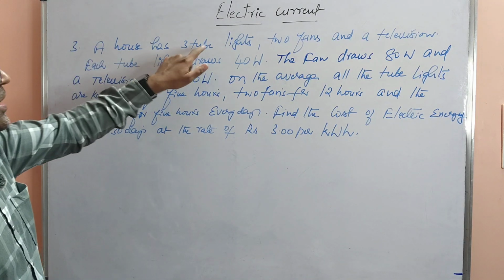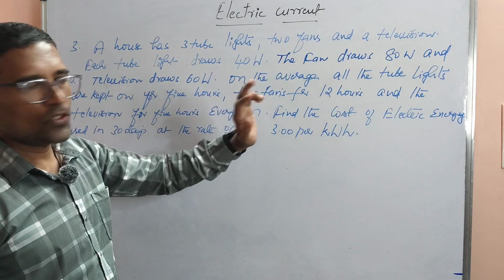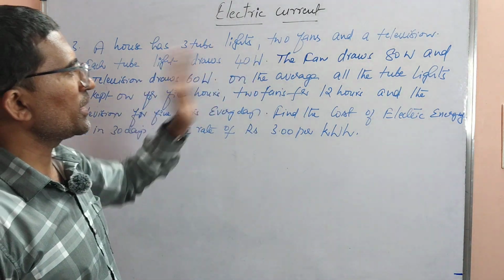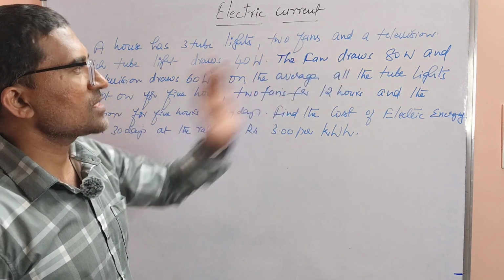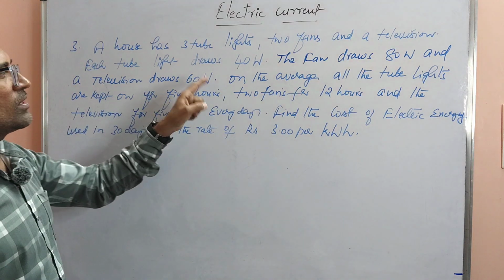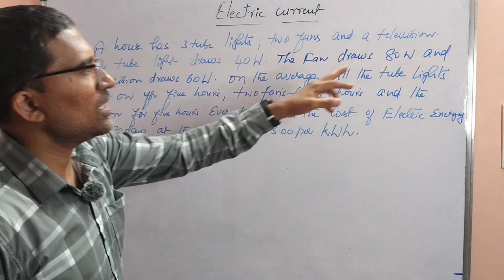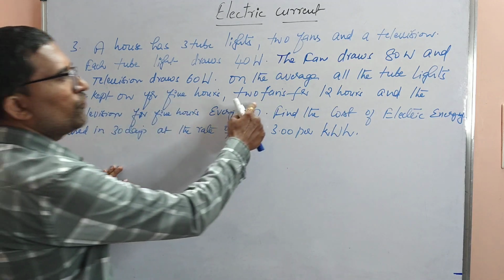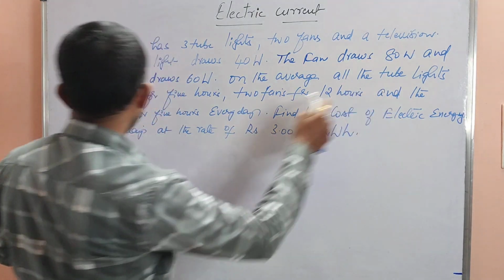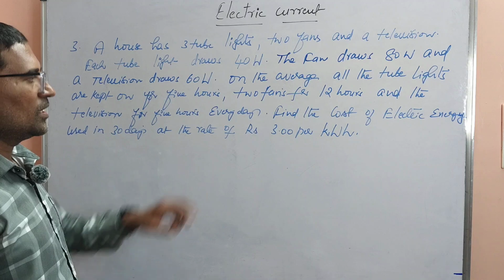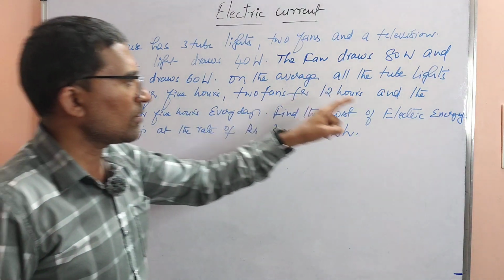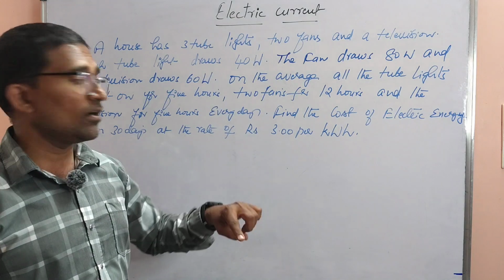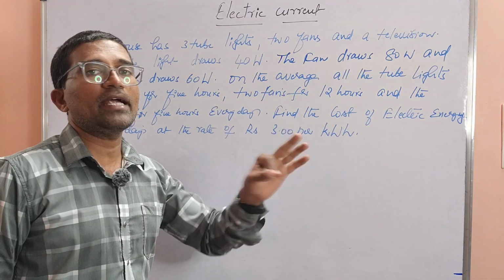A house has 3 tube lights, 2 fans and a television. Each tube light draws 40 watt, the fan draws 80 watt and the television draws 60 watt. On the average, all the tube lights are kept on for 5 hours, 2 fans for 12 hours and the television for 5 hours every day. Find the cost of electric energy used in 30 days at the rate of rupees 3 per kilowatt hour.